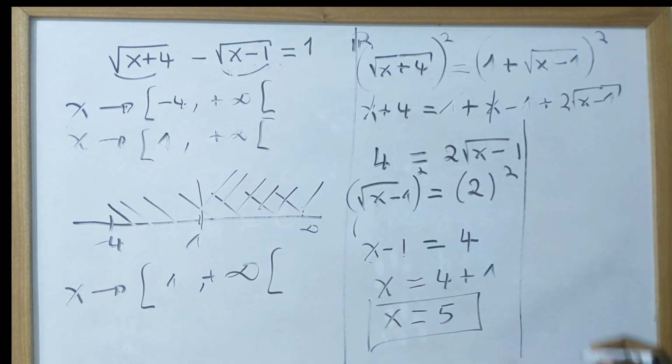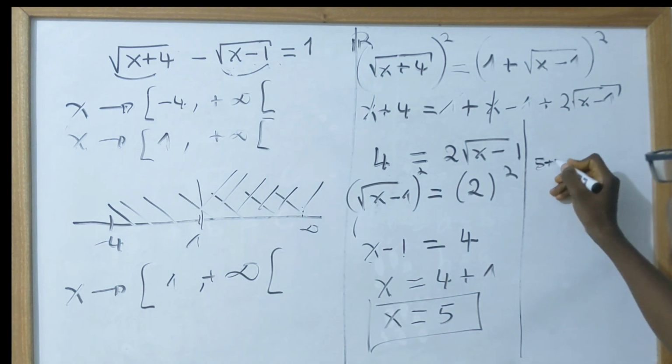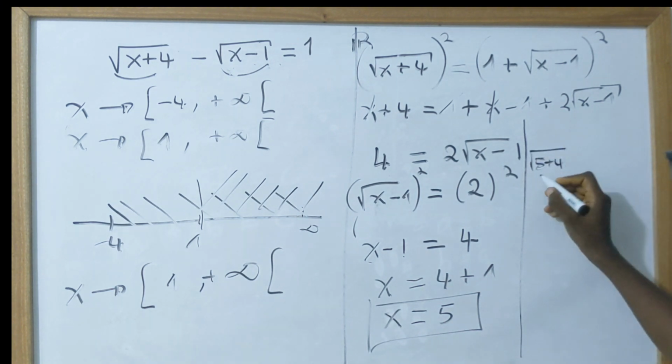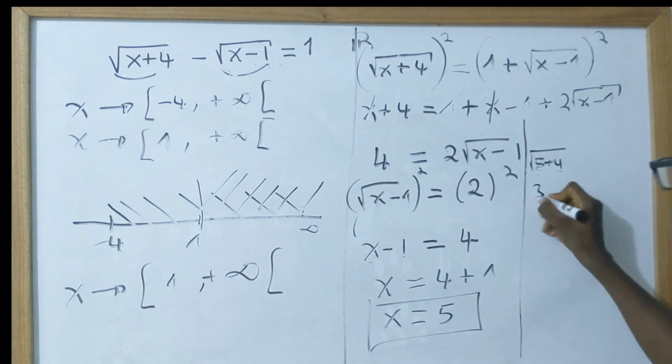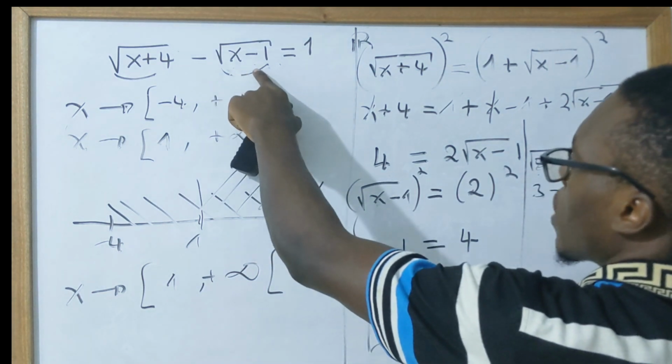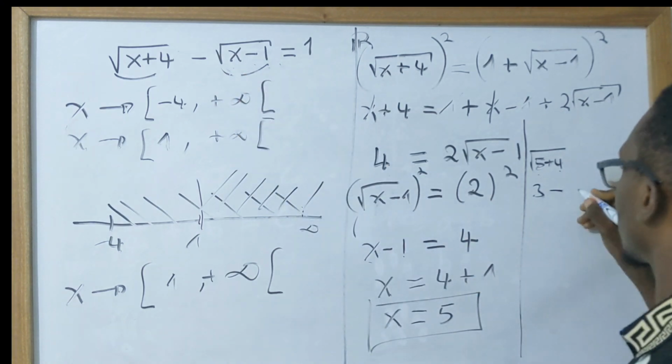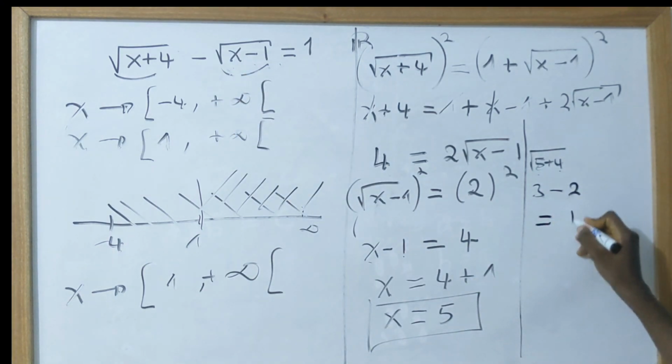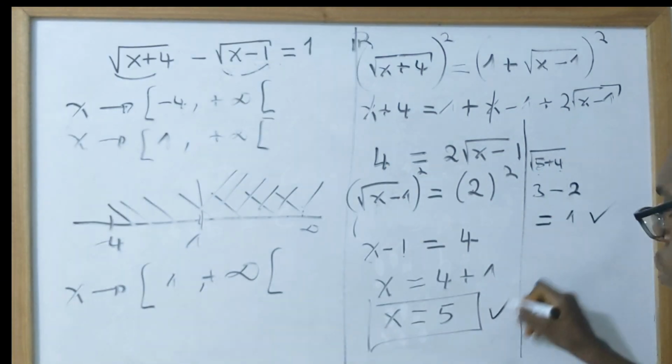You can say 5 plus 4, square root of that will be 9. Square root of 9 is 3. Minus 5 minus 1, that is 4. Square root of 4 is 2. And 3 minus 2 is equal to 1. And this is the correct answer to this question.